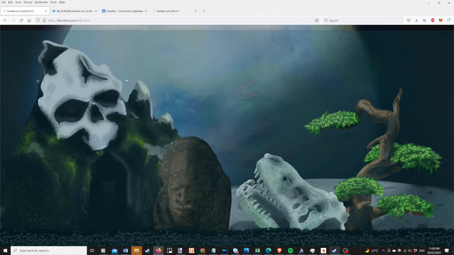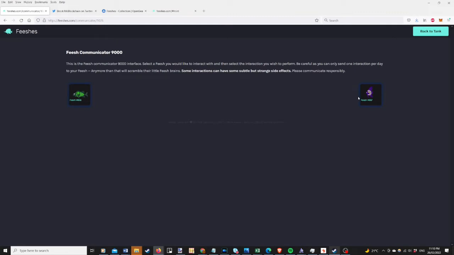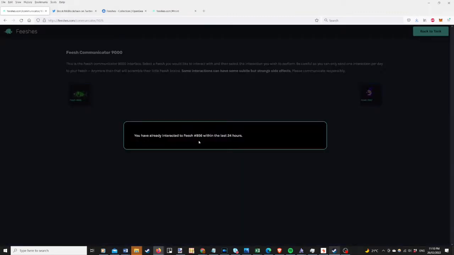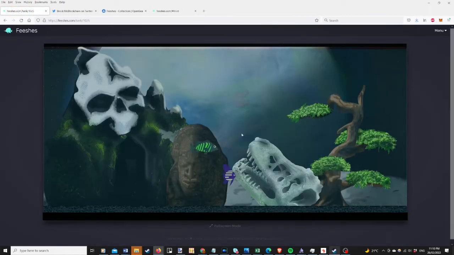If we go over to my tank, I bought two because they say you should buy more than one. And the other thing is that you can actually interact with your Feesh. If I get out of full screen here, which I think I'm in, you can go over to our Feesh communicator, and we've got two here. I already communicated with this Feesh, so we'll go back to the tank. But in any event, you can change how they work. With this particular interaction, I think I pet my Feesh, and what it does is it slowed down slightly in its swimming. I understand that these Feesh can actually perish and then they become ghost Feesh or skeleton Feesh. I don't fully understand that one.